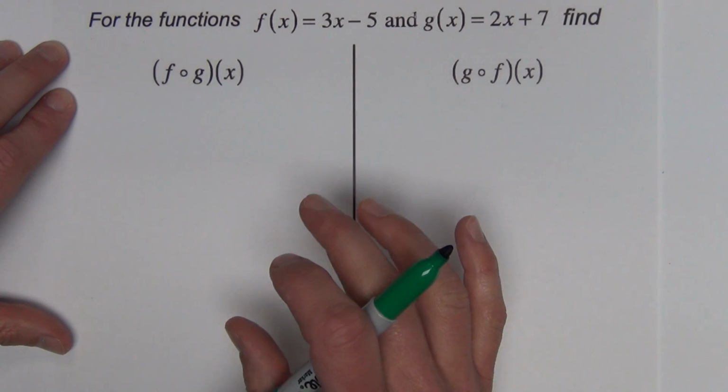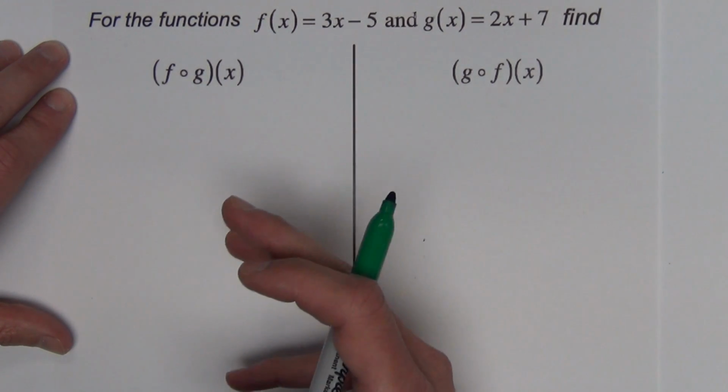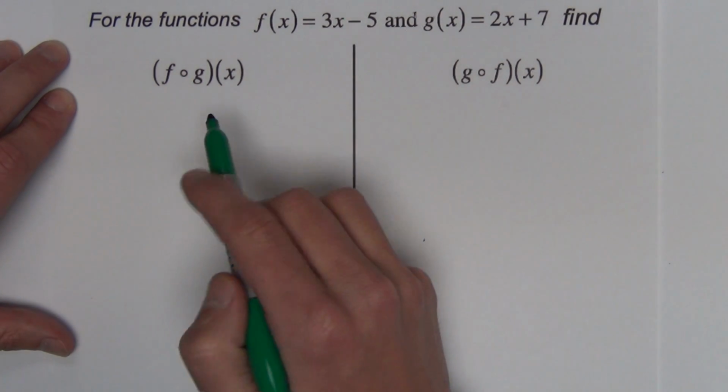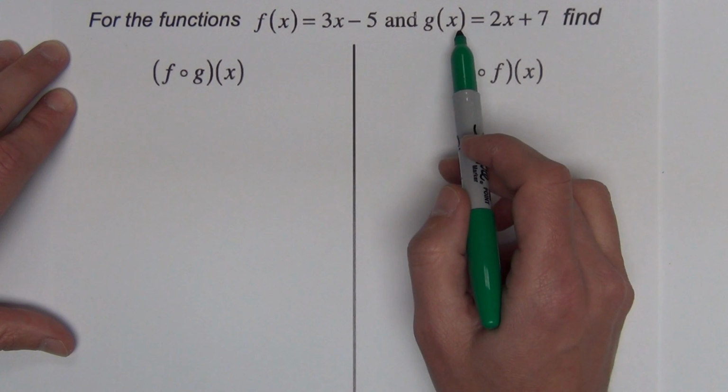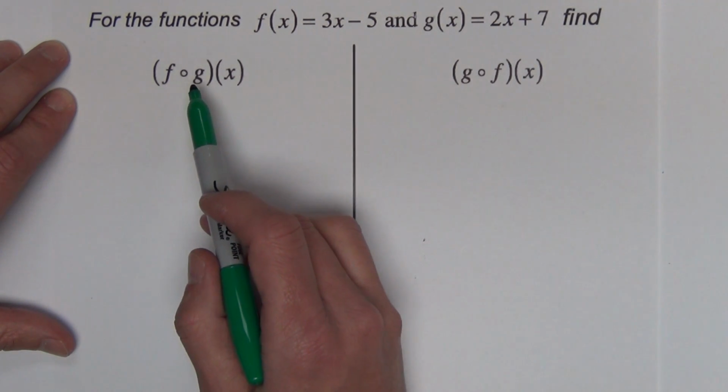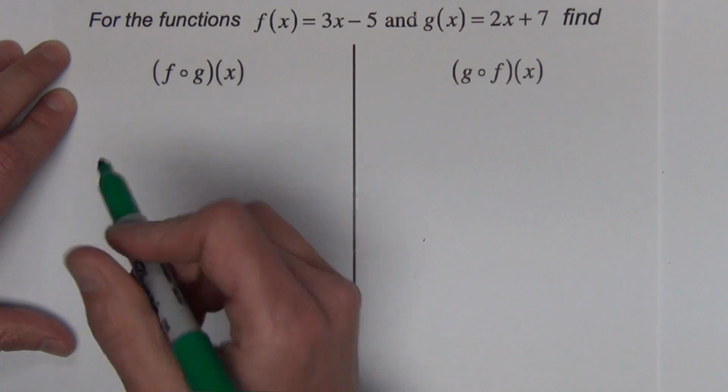Let's end this lesson with a few examples of a composition of functions. So we're given an f of x function, we're given a g of x function. We're asked to find f of g of x.